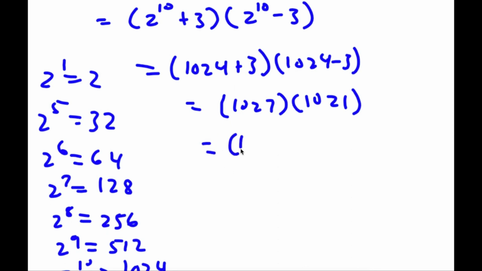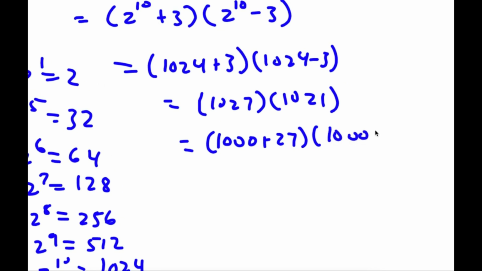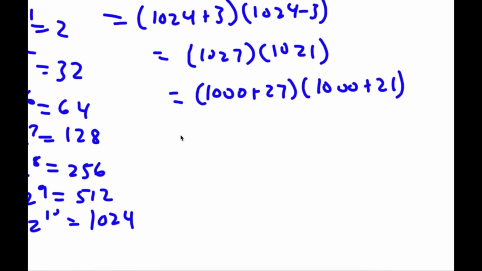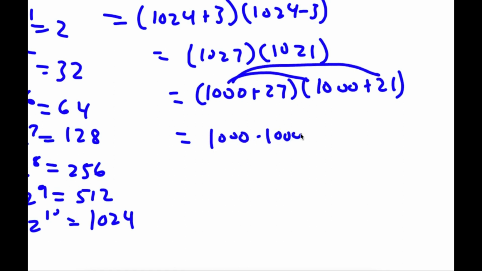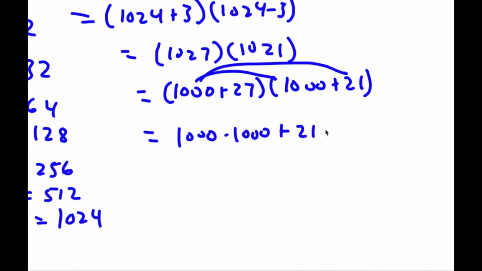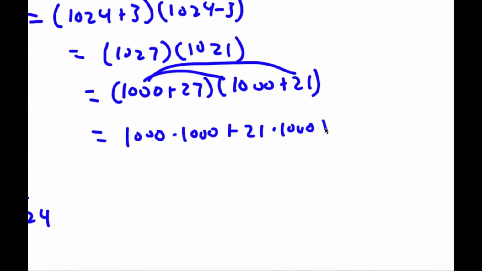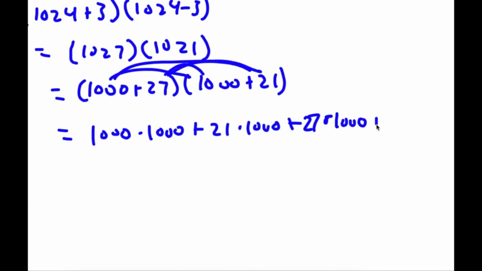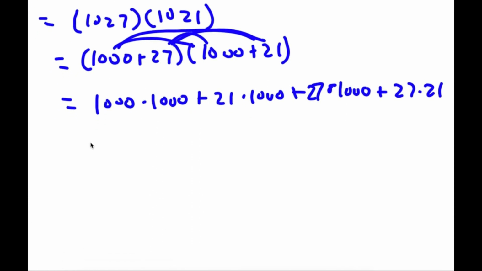Now 1027 we can rewrite as 1000 plus 27, and 1021 we can rewrite as 1000 plus 21. So now I have 1000 plus 27 times 1000 plus 21, and now we can solve this by distributing. I'll first distribute the 1000, so I have 1000 times 1000 plus 21 times 1000, plus now if I distribute the 27 times 1000 plus 27 times 21.